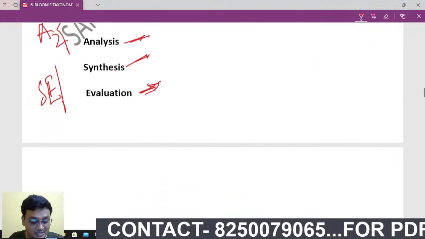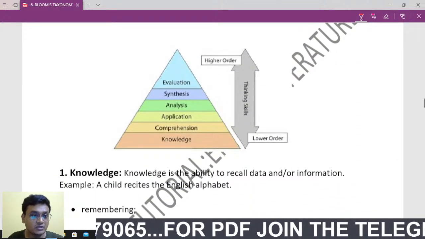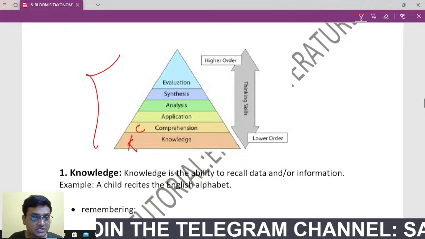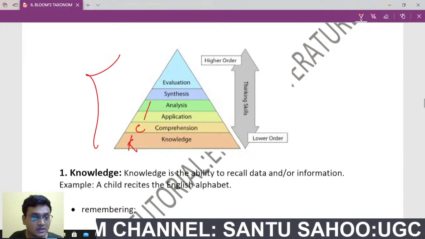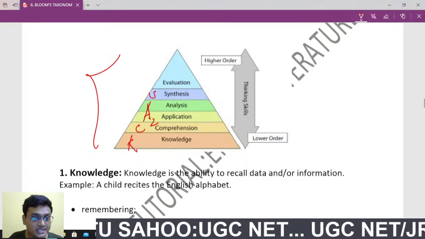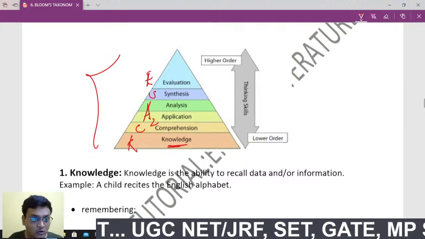Now what is knowledge? Here you see, this is the picture. You can remember here: knowledge, comprehension, KC. Then A2, that is analysis and application, and then KCA2 SE. And here you see that knowledge is the lower order.